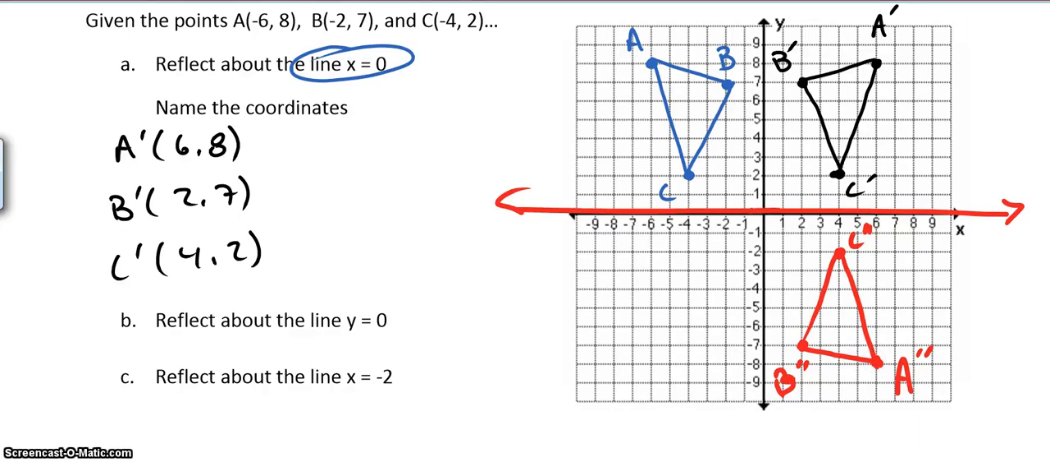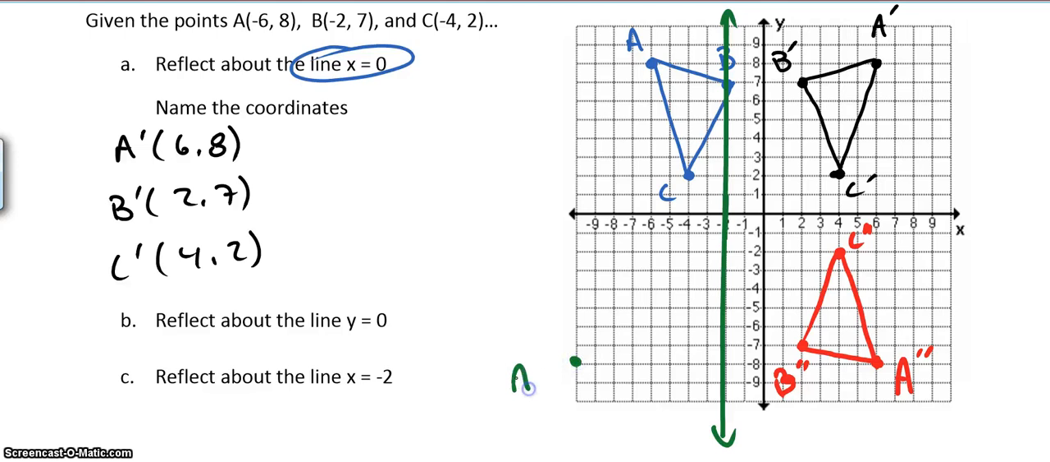Okay, and then lastly, part C says we're going to reflect about the line x equals -2. Let's make this one green. So x is a vertical line about -2. So my line's going to be right here at -2. And again, we simply count the distance. Now we're going right to left. 1, 2, 3, 4, 5, 6, 7, 8. So we go 8 in this direction, and that gives me A triple prime.